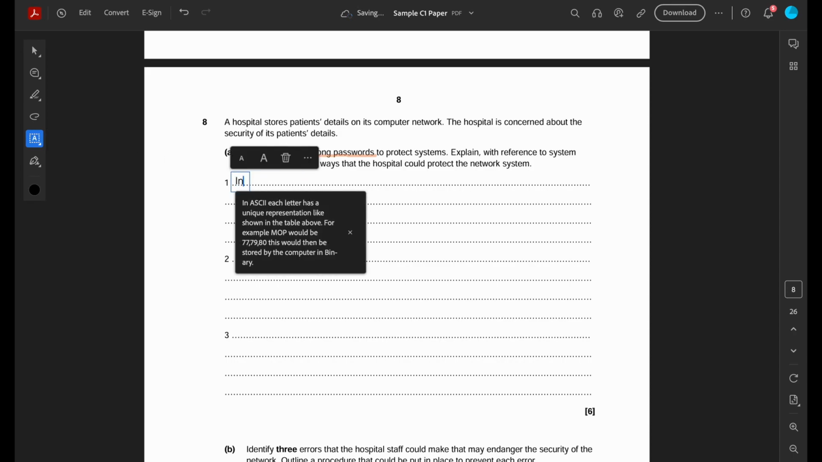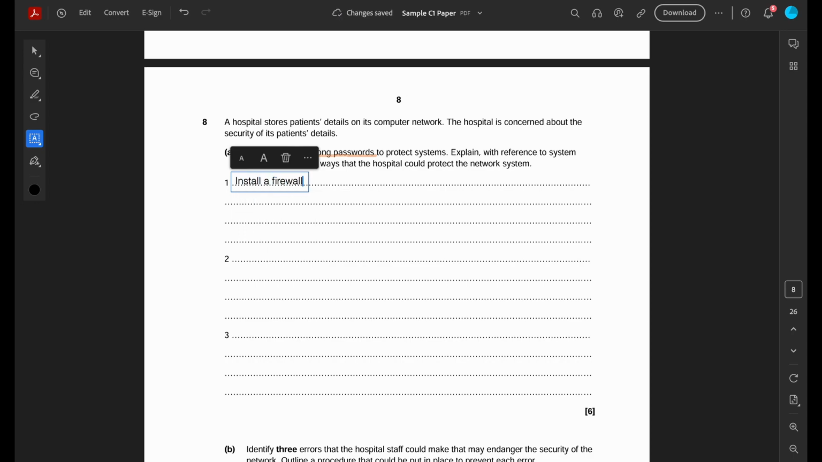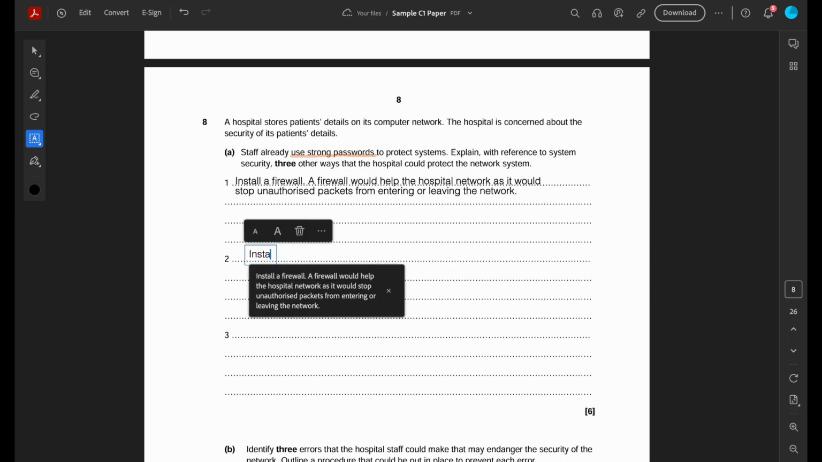So they could install a firewall. Now that's not going to get as many marks, so I need to then explain that. A firewall would help the hospital network as it would stop unauthorized, again always think about the word unauthorized, packets from entering or leaving the network. I could expand upon that, but that's going to get us 2 marks for that one.